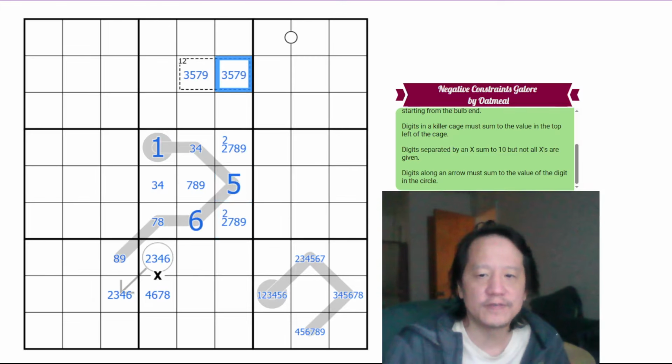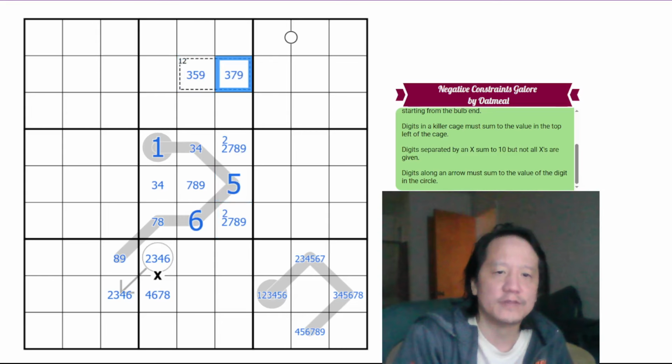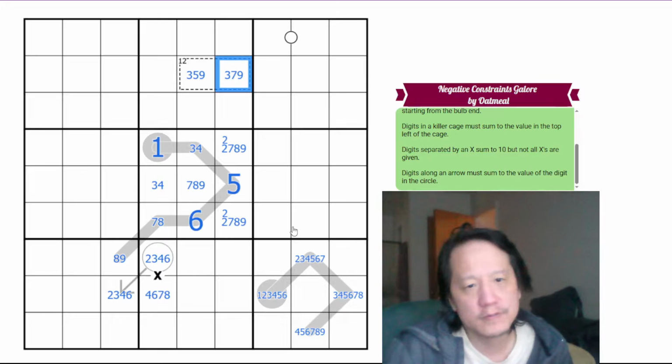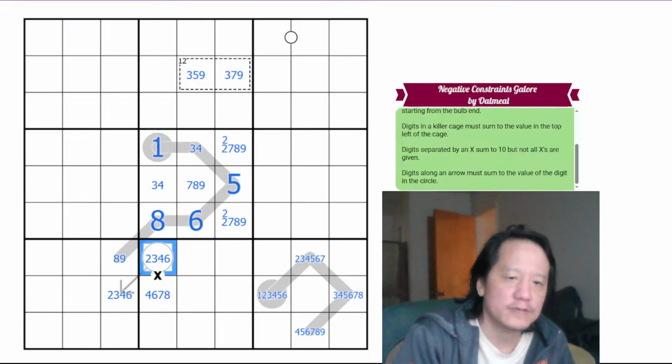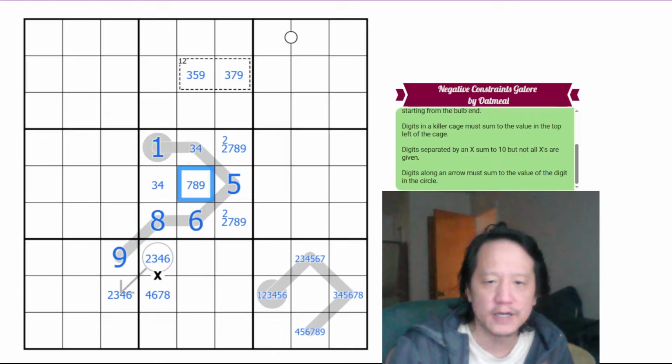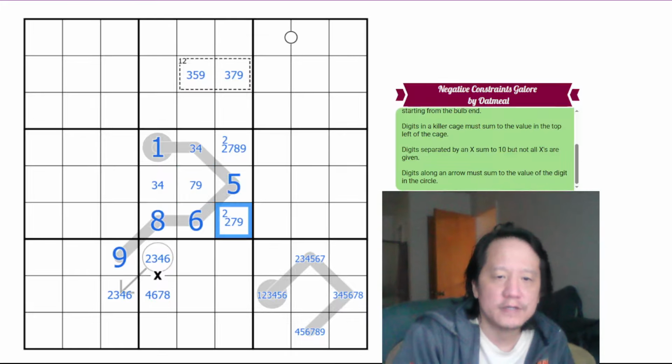5 eliminates 5 here, so this cannot be 7 then to add up to 12 with it. This is 6, so this can't be 7. This is then 8, which means this can't be 8. That's 9. So there we go. So this is not 8. There's no more 8 in the box.